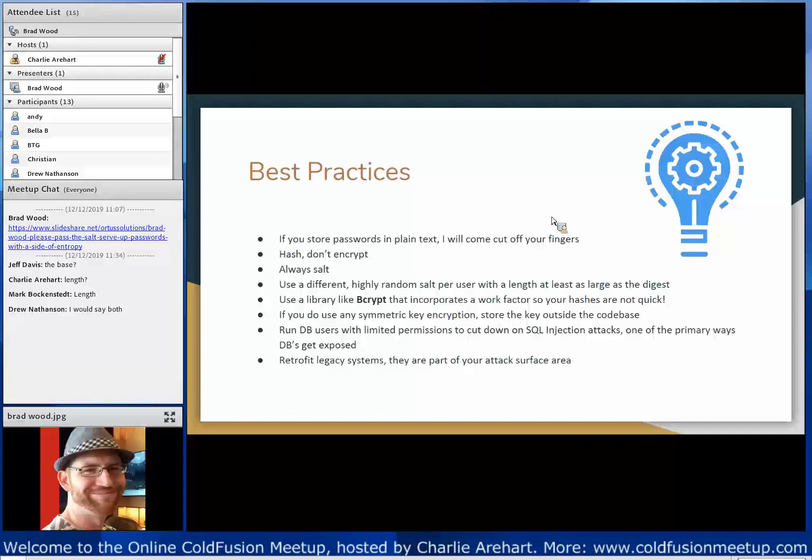Of course, run your database user with limited permissions to cut down on SQL injection attacks. SQL injection is one of the primary ways that databases get exposed. And of course, always retrofit legacy systems, because those are part of your attack surface area.